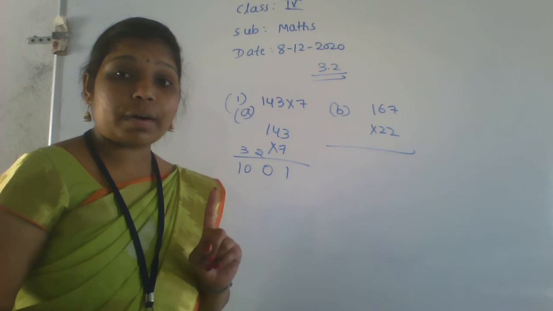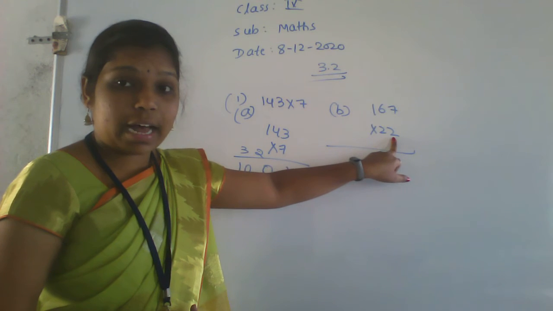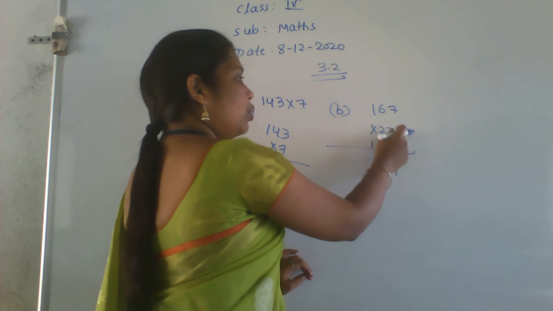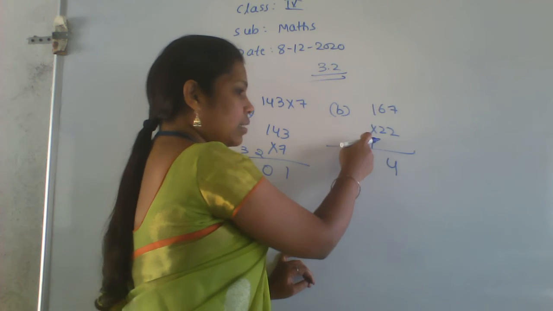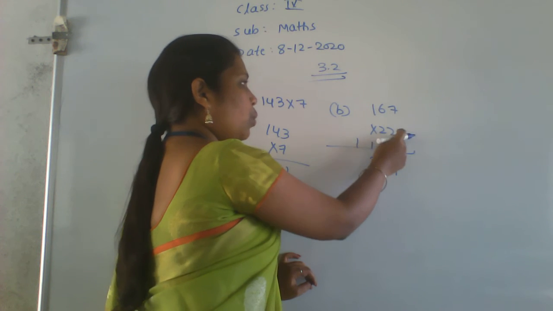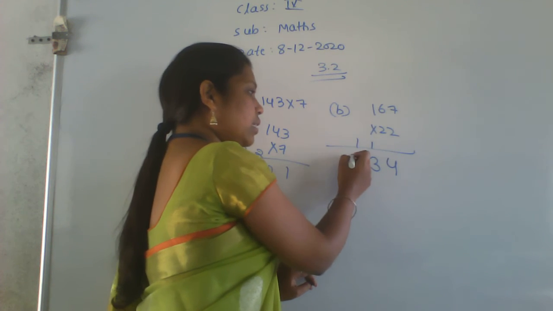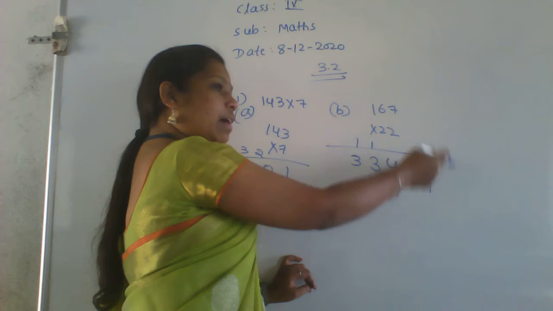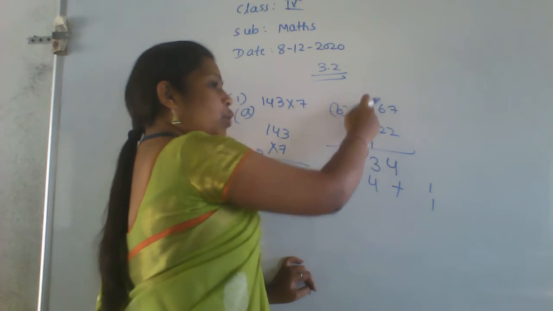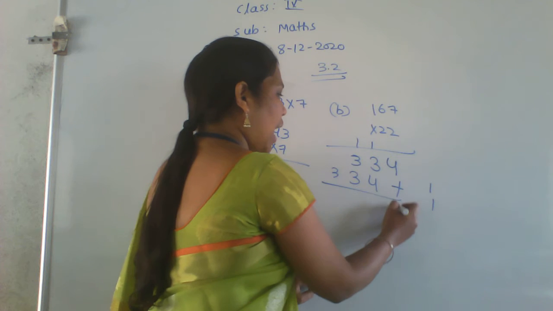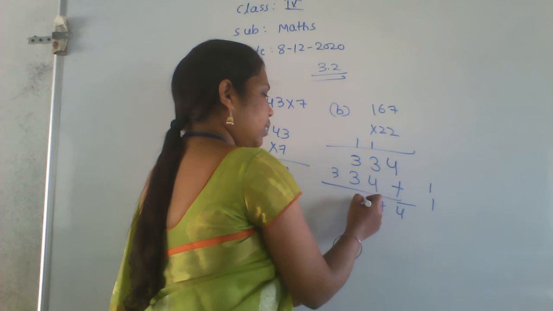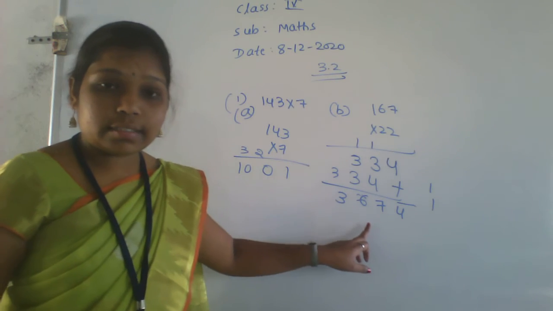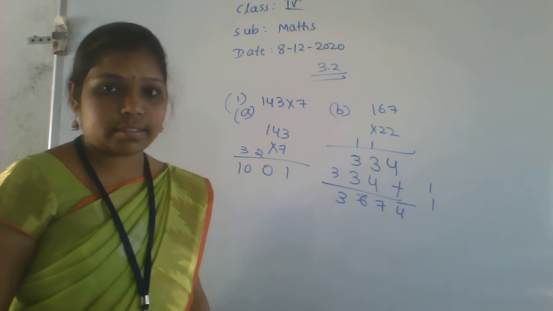First, we always multiply with the ones place value, so start with these two. 2 7s are 14. 2 6s are 12. 12 plus 1 is 13. 2 1s are 2. 2 plus 1 is 3. Next, 2 7s are 14, 1 carry. 2 6s are 12, 13, again 1 carry. 2 1s are 2, 2 plus 1 is 3. Now add: 4, 7, 6, 3. What is the answer? 3674 is the answer.